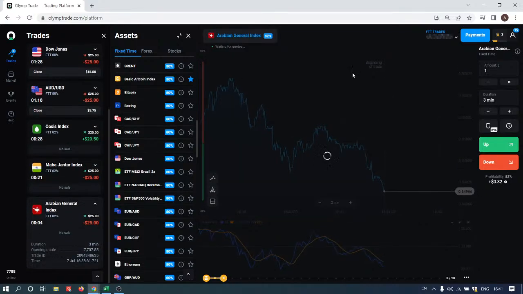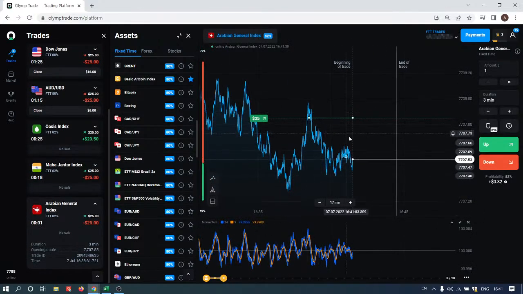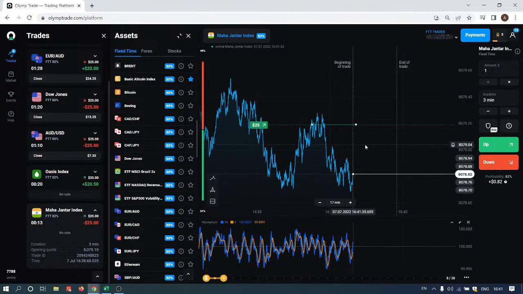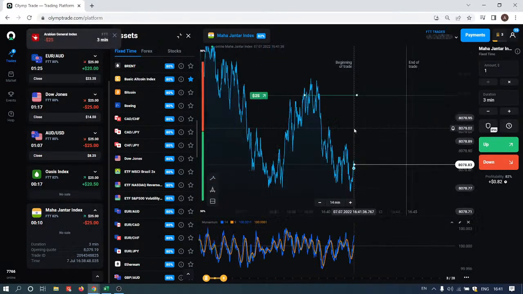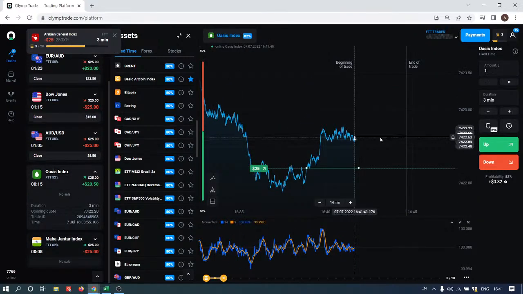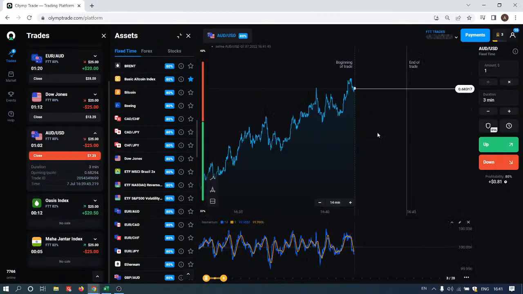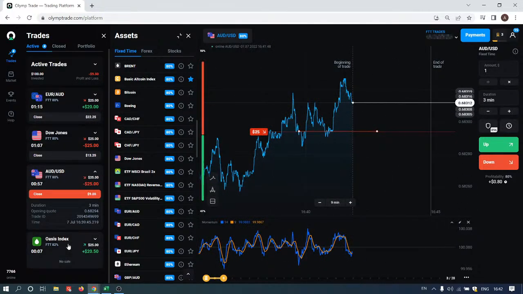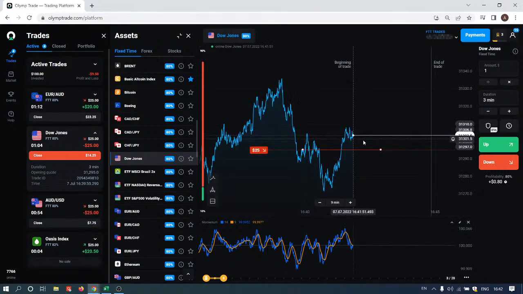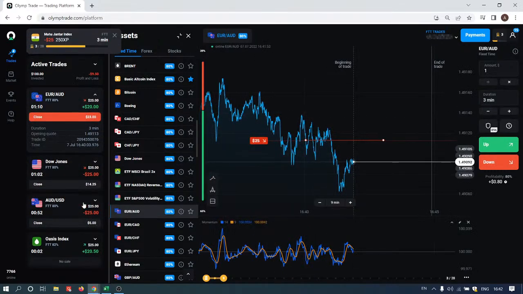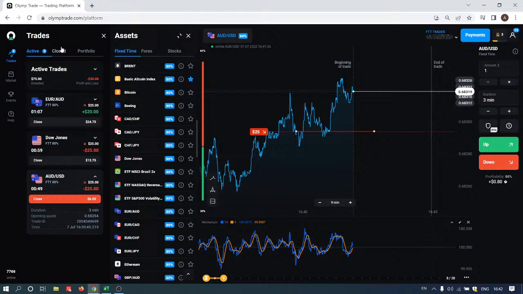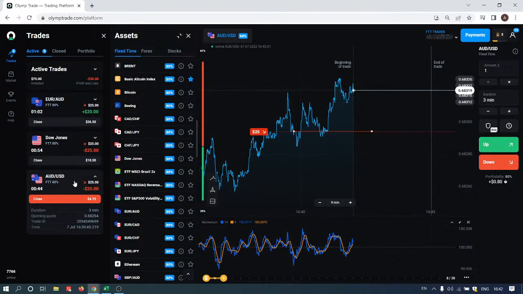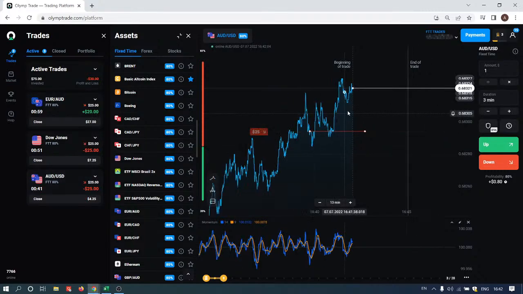Nice. Arabian General Index. Okay, that's a miss. Mahajantar. Is it again a miss? All right, so 2 losing trades on Mahajantar. At the same time, Oasis should close with a profit. So this one, I think we still have 50-50 chance of winning. Two winning trades, two losing trades, and 3 more trades to go here.